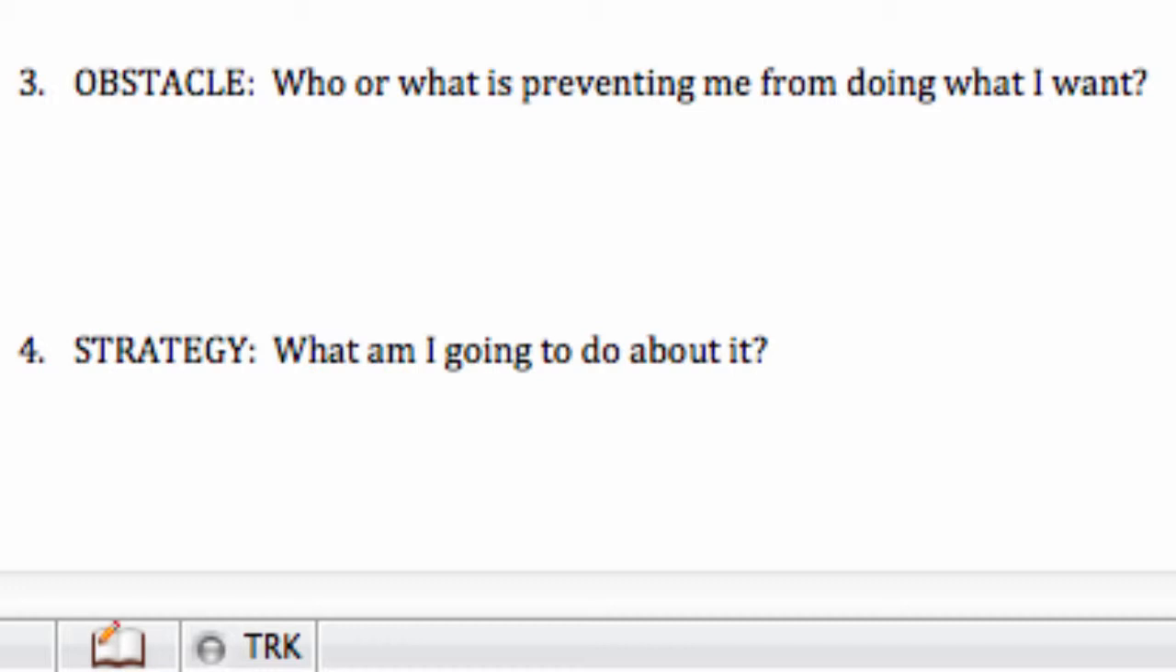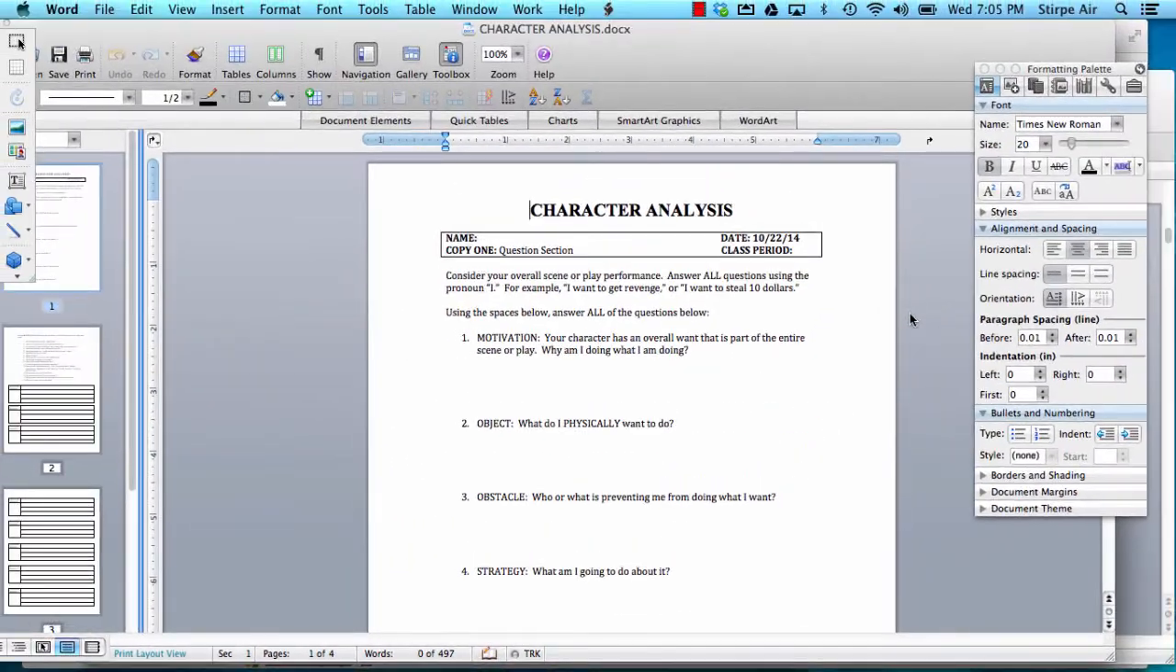It could be a character, or it could be something in nature like a tornado or a storm or a fire. Once you figure out what you physically want and who or what is in your way of getting what you want, then you have to think, what are you going to do about it? For example, I bribed you. That was the tactic I took. I bribed you. Bribed you to say that you love me.